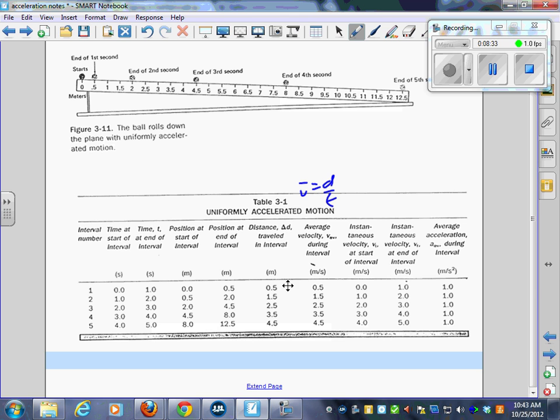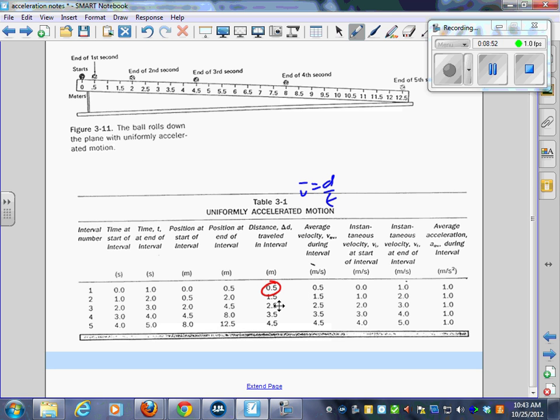0.5 meters, right? Right there. It went 0.5 meters. How long is the first interval? 1 second. 0.5 divided by 1? 0.5. How far did it go in the second interval? 1.5. Divided by 1, because each interval is 1 second. Its speed is now 1.5.